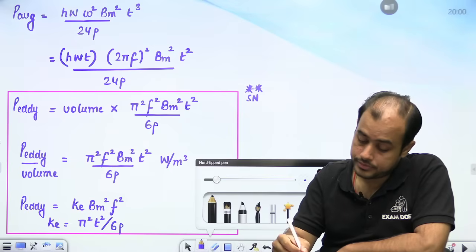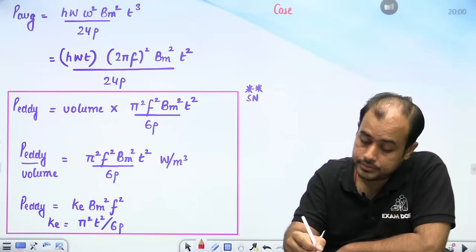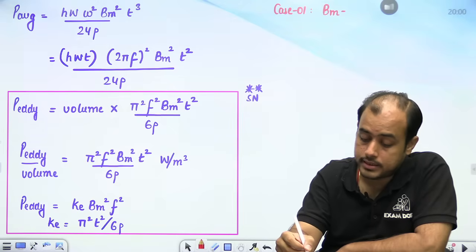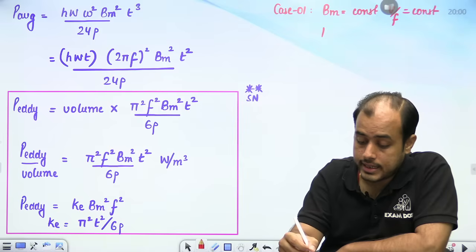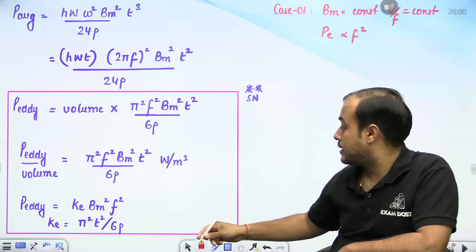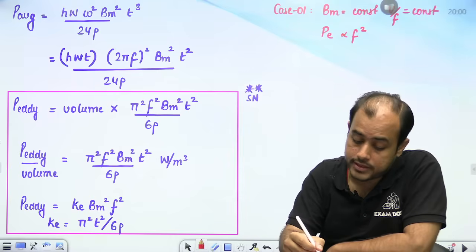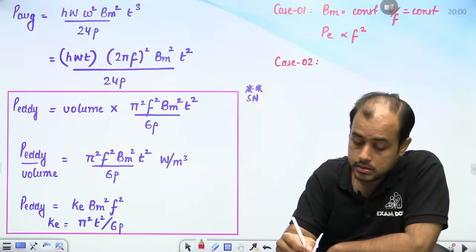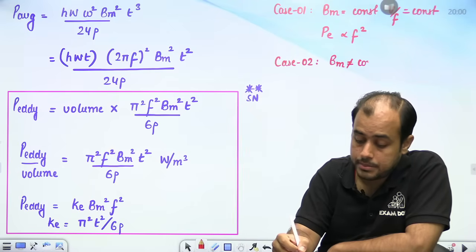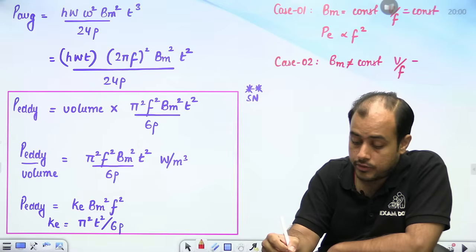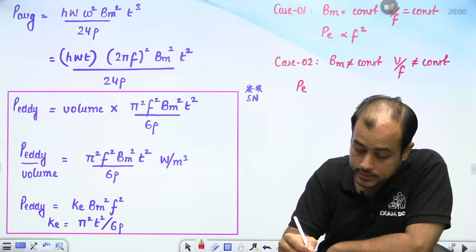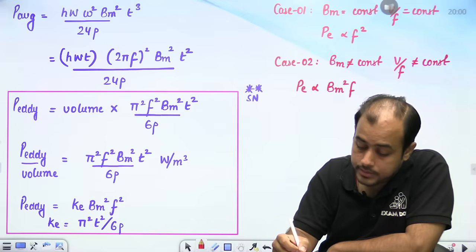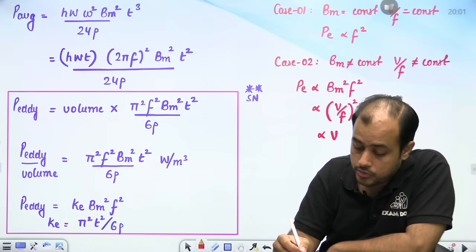So now beta, case 1, if Bm is constant, that is V by f is constant, eddy current loss is proportional to f square. Okay, Bm square f square, so proportional to f square. Case 2, Bm is not constant, so V by f is not constant. Okay, so eddy current loss is proportional to Bm square f square, proportional to (V by f) square into f square, proportional to V square.